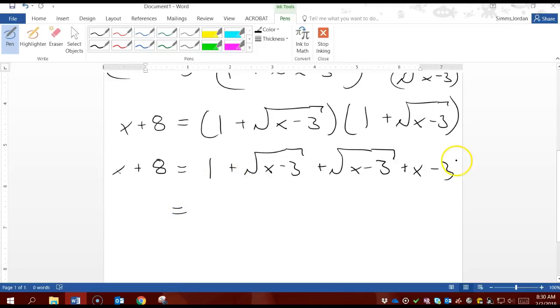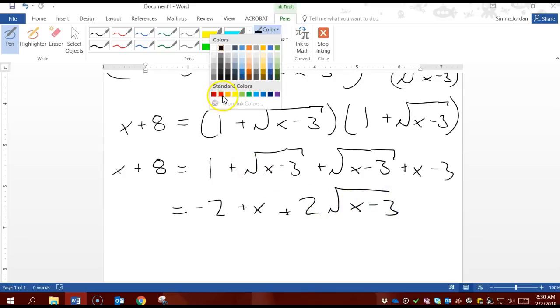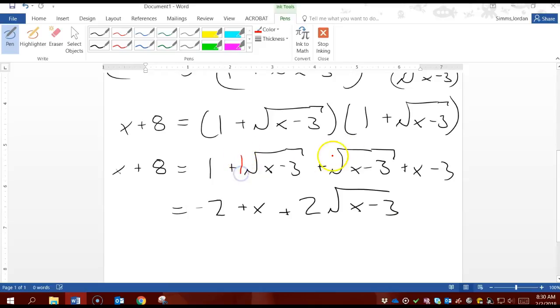I'll combine some like terms. I have minus 3 plus 1, that's going to be minus 2. Plus this x here, I'm just going to write that out in front, plus 2 root x minus 3. Remember, these right here are essentially 1s. This goes back to the last topic on roots and radicals. When we have like roots, we can just add the coefficients. So 1 plus 1 gives me 2, and the root x minus 3 just comes along. And all that still equals x plus 8.